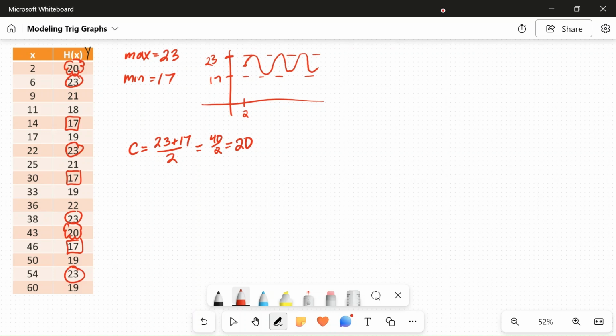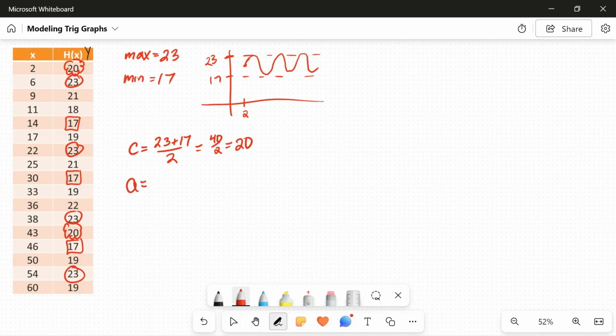Because if we look at the values, 20, 23, 21, and 18. From 21 to 18, it has to pass through 20. So there's a 20 somewhere between this 21 and 18. We just don't actually have it in the data. That's fine. If we needed it, we could make a guess, an educated guess, right? An estimate. So let's find A.